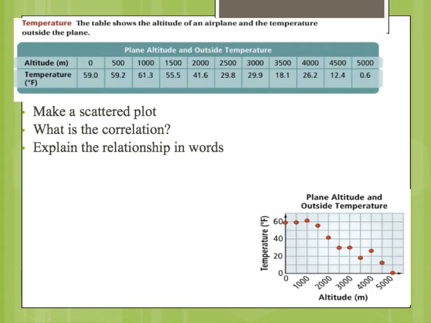So these problems all have to deal with two sets of data. In this example, we have plane altitude and outside temperature. So my x would be my altitude, and my y would be my outside temperature. The first thing you should do is always make a scatter plot. Down below is the scatter plot that I made. And what is the correlation? It looks like it's going down as x increases, so this would be a negative correlation.